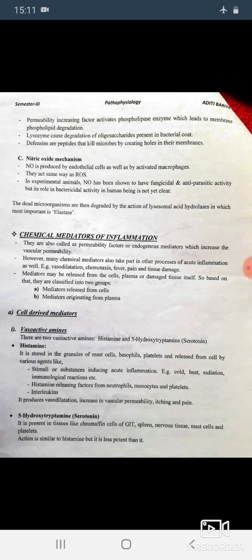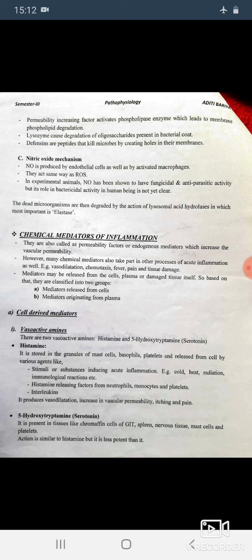The dead microorganisms are then degraded by the action of lysosomal acid hydrolases, of which the most important is elastase. You all know that, as per our anatomy, lysosomes contain dozens of hydrolytic enzymes. So when these microbes are killed, the dead microbial products are then digested by these lysosomal enzymes, particularly elastase, and then they are completely dissolved in the body. Okay, so these three steps are present in phagocytes.